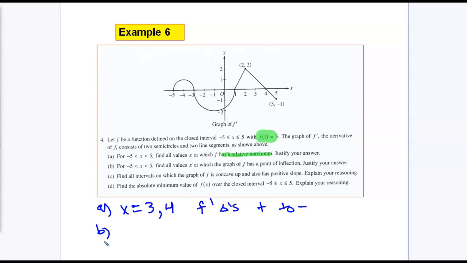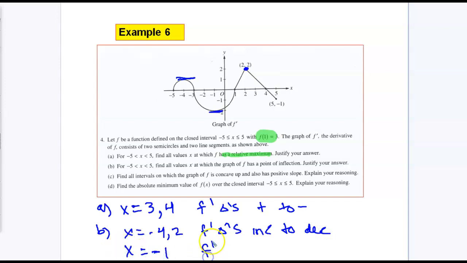Part B, find the x-coordinates where the graph of f has an inflection point. Well, I have a slope of 0 right here, so f double prime is 0 there. It's 0 here. I have a cusp here where f prime changes from increasing to decreasing. So those are my 3 candidates. So at x equals -4 and at x equals 2, f prime changes from increasing to decreasing. And at x equals -1, f prime changes from decreasing to increasing.